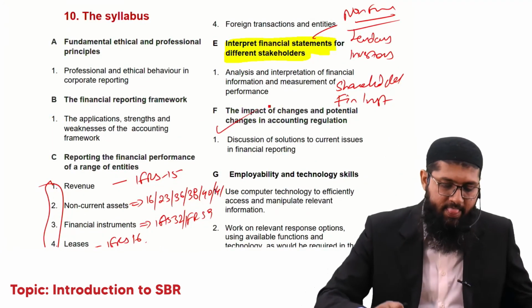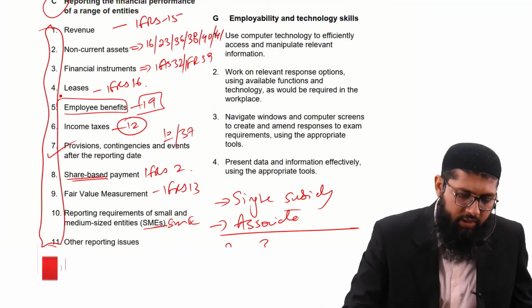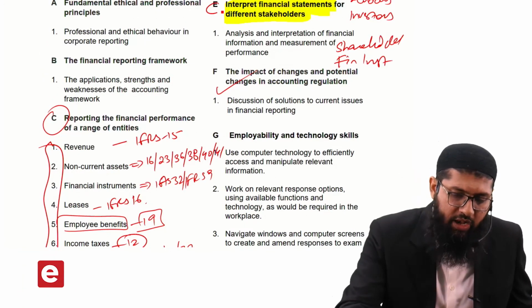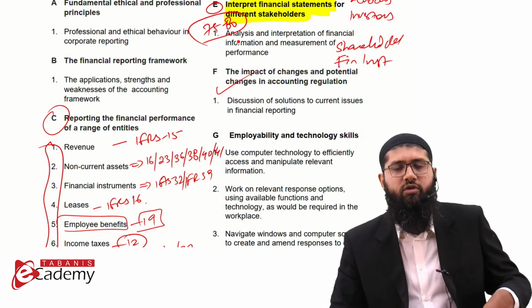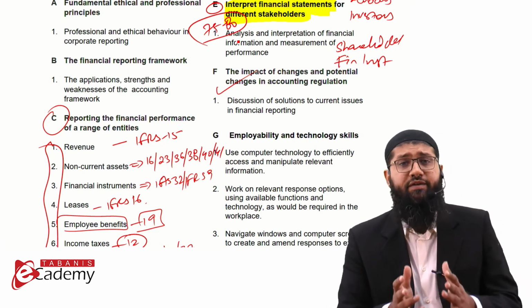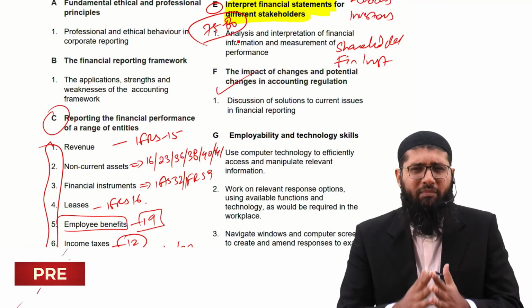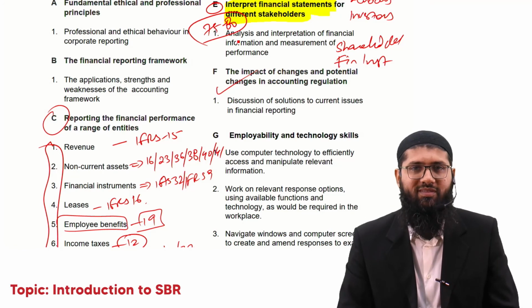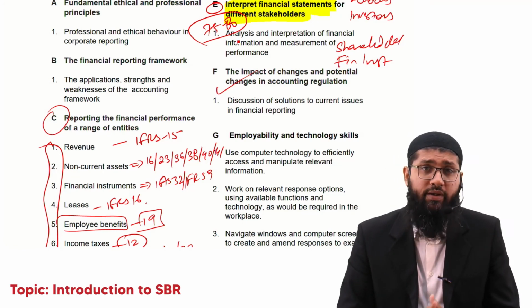So see, this section C, section D, and section E, in total they constitute around 75 to 80% of the course. So you as a student would have to keep in mind that you are prepared and you are ready for all this. I repeat, you as a student have to be prepared and ready for all this.